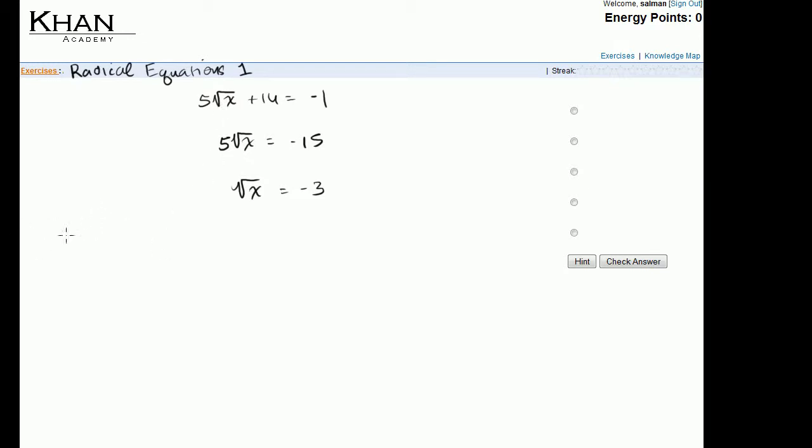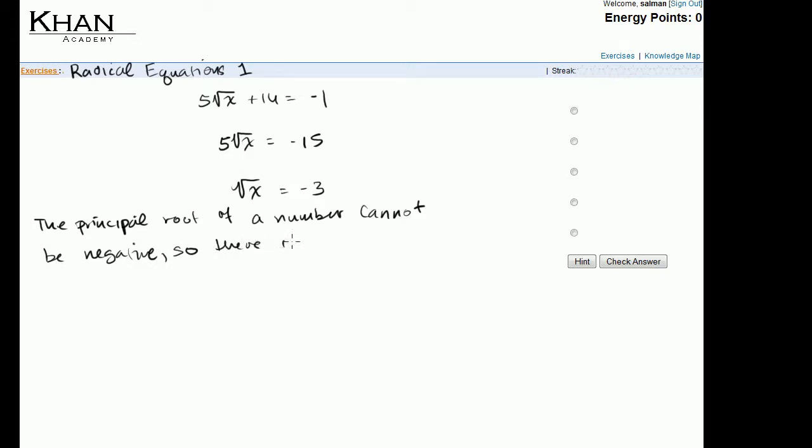So we could say the next step would be the principal root of a number cannot be negative. So there is no solution. No solution.